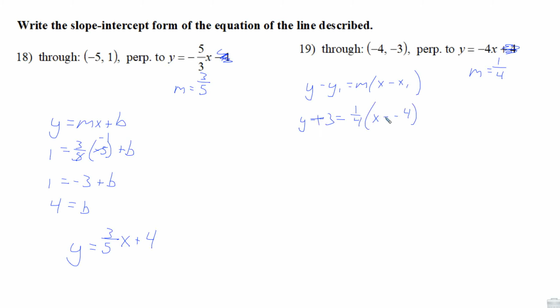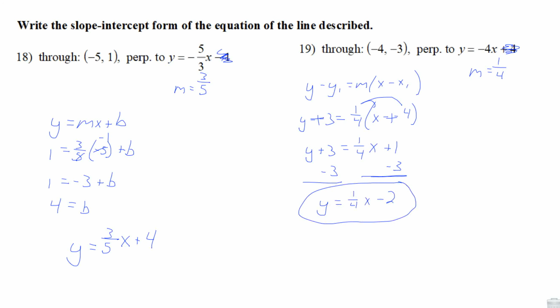These both become positive, so we have y plus 3. We'll distribute the 1/4. So 1/4 x. 1/4 times 4 is 1. And then we'll finish off by subtracting 3 from both sides. And we get y equals 1/4 x minus 2 is the equation of that line. So there are all the writing equations of lines ones.